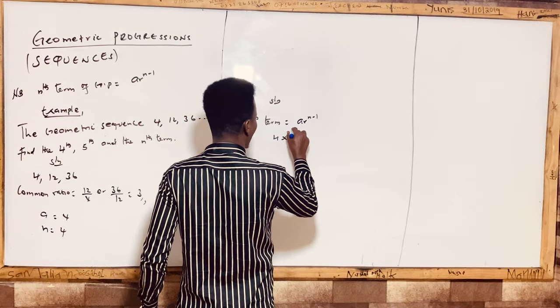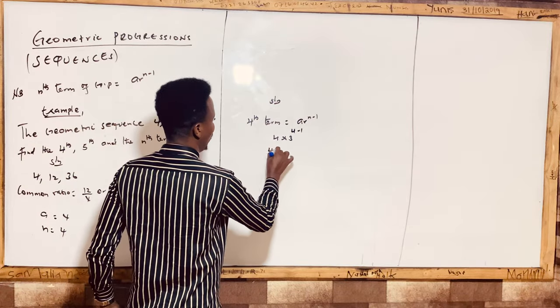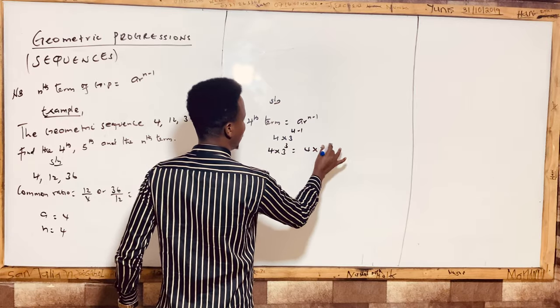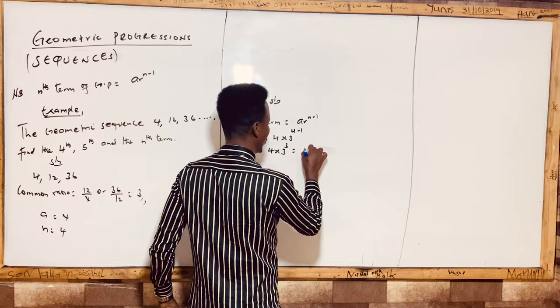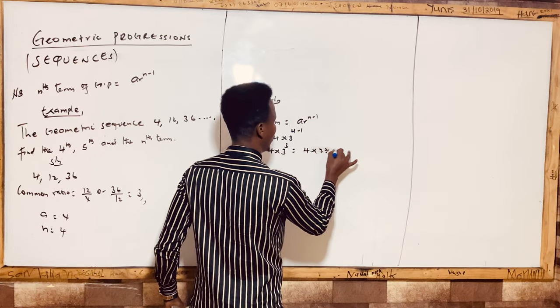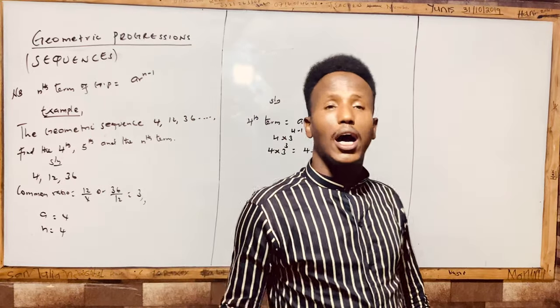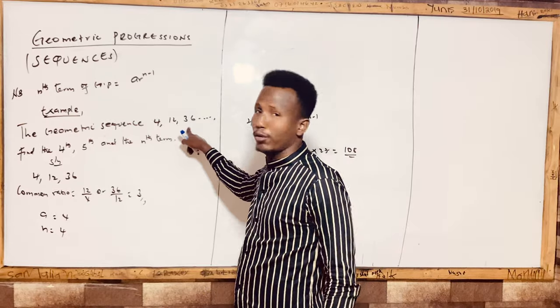So we are going to say 4 less 1 because our n is 4. In this situation, we're going to say 4 times 3 power 3. This will give me 4 times 27, because 3 power 3 is 3 multiplied by itself 3 times. So it will be 4 times 27, which finally gives you 108. By the way, that is the fourth term of this sequence.